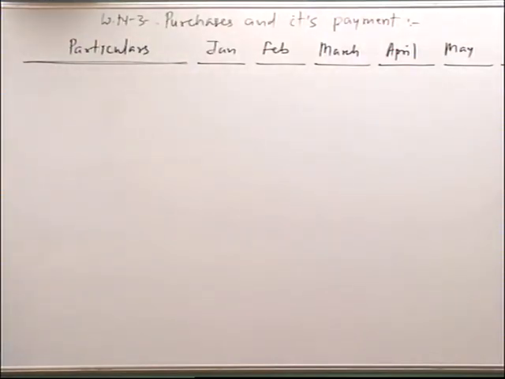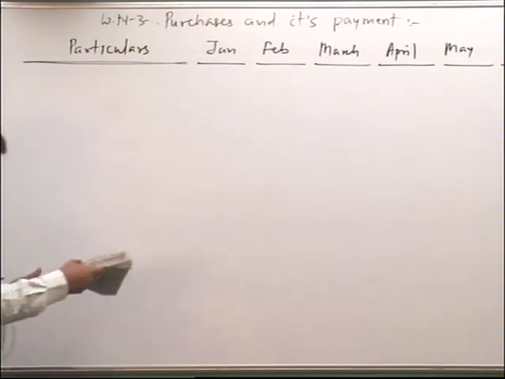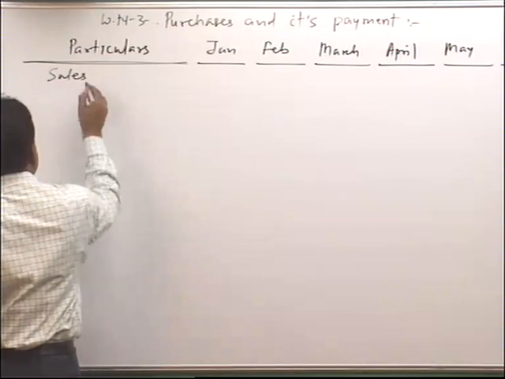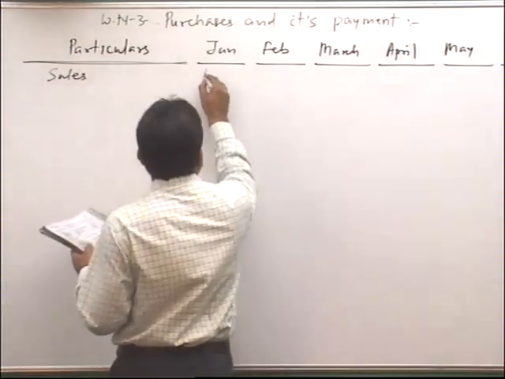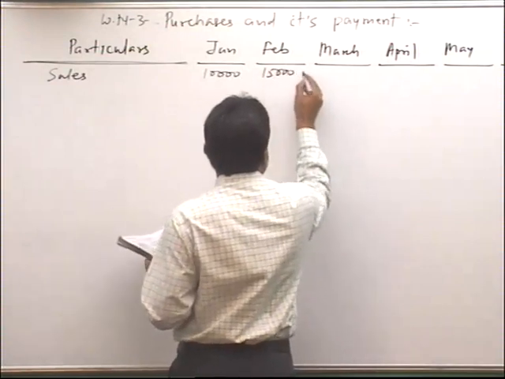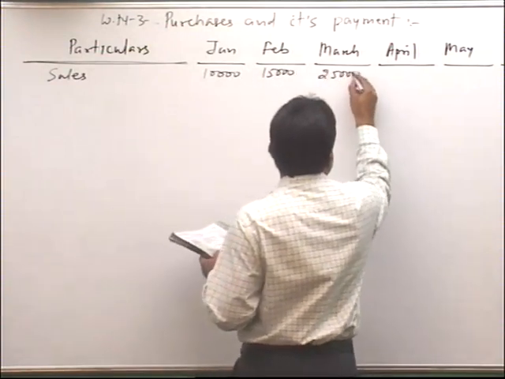as far as January is concerned, see point number A, you are given all the sales. In the question, please see point number A. Sale is 10,000, then 15,000 and 25,000 for the next 4 months.